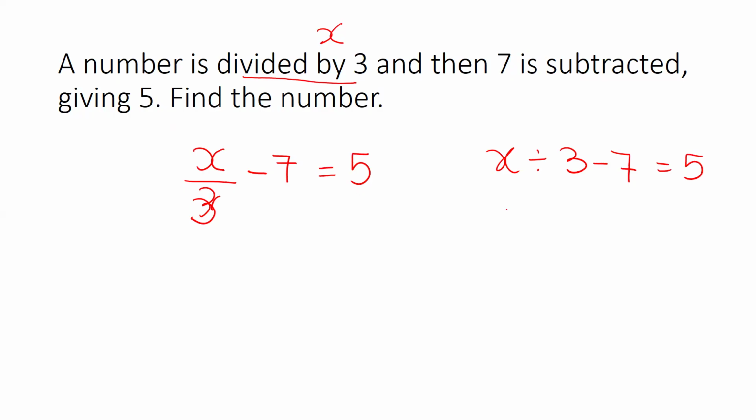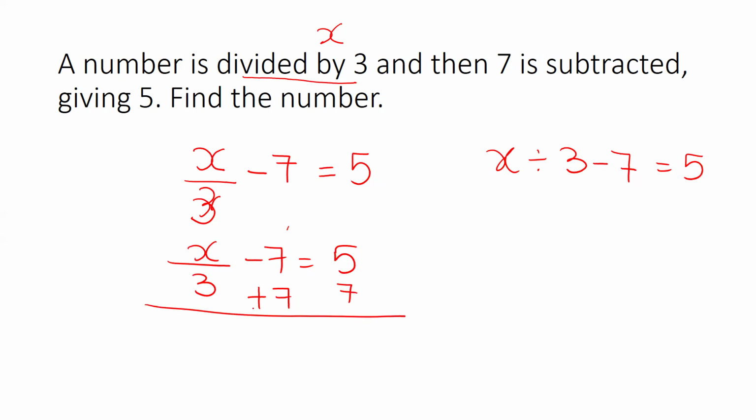Now you can see the problem with this. If you write it this way, it's a bit confusing. So I would suggest you write that as a fraction this way so it's easier to see what's happening. I'm going to just rewrite this. Now, using our knowledge of inverse operation, we are going to take away 7 from both the sides. So we are left with x over 3 equals 12.